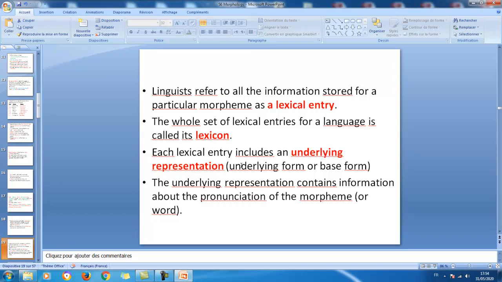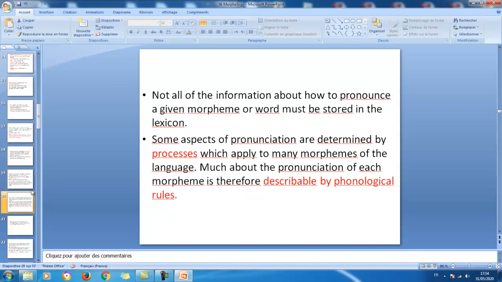Okay, so each lexical entry includes an underlying representation. The underlying representation, or what we call the underlying form or the base form. Now the underlying representation contains information about the pronunciation of the morpheme or word. Not all of the information about how to pronounce a given morpheme or word must be stored in the lexicon. Why? Because some aspects of pronunciation are determined by processes which apply to many morphemes of the language. Much about the pronunciation of each morpheme is therefore describable by phonological rules.